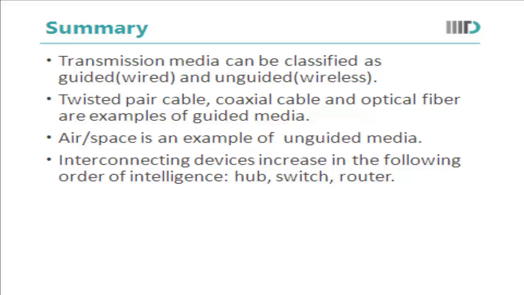So what did we learn in this module? Transmission media can be classified as guided and unguided, which is also known as wired and wireless. The twisted pair cable, coaxial, optical fiber are examples of the guided media, while airspace is an example of unguided media. We also learned that interconnecting devices like hubs, switches, and routers function with a different level of intelligence.